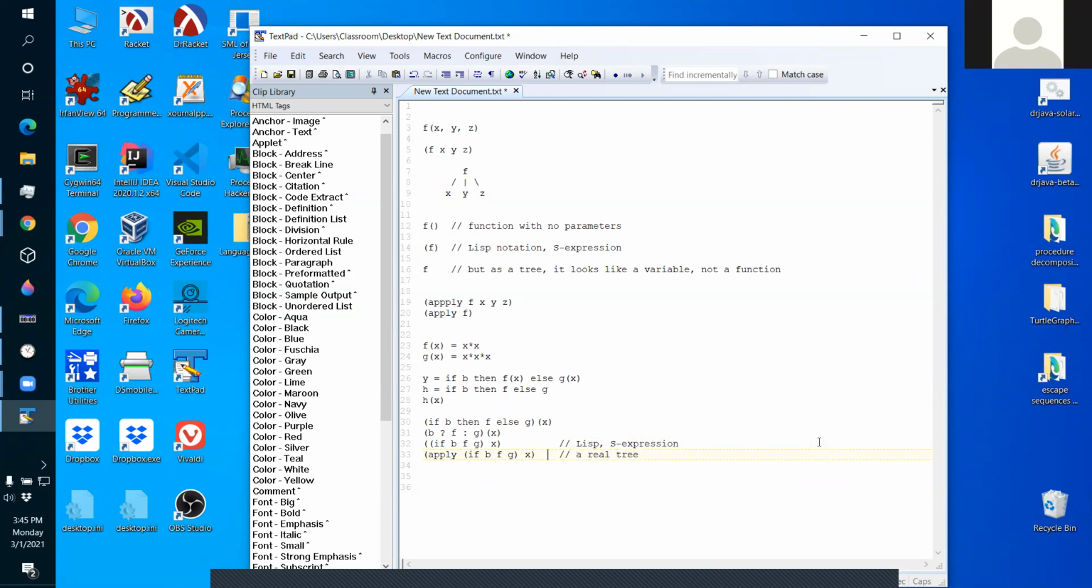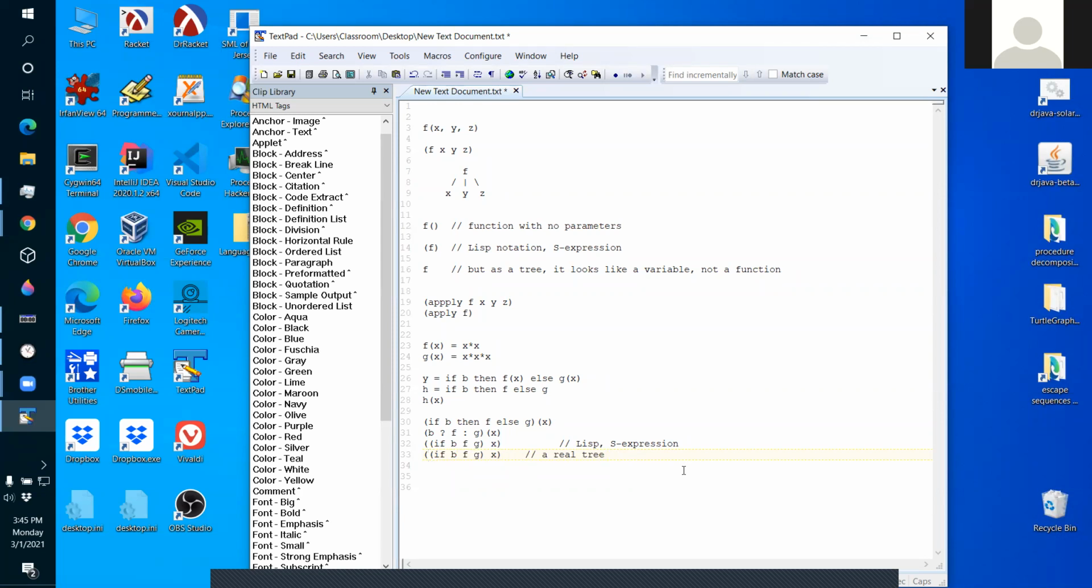Okay, the root is apply. The first branch is the result of computing a function. So that branch is the function. Instead of it being a function name, it's an expression that evaluates to a function. And then there's the operand. So apply something that evaluates to a function to an argument. Without the apply, you don't have a tree, you have an S expression.